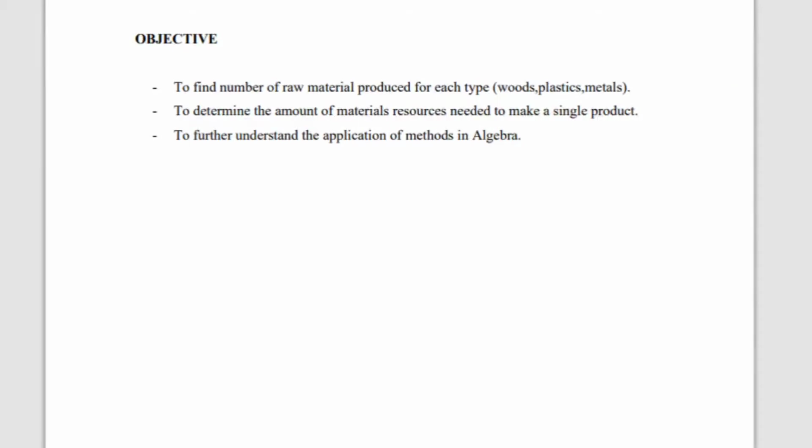And the third one, our objective is to further understand the application of methods in algebra. There are a few methods of algebra that we can use to apply, and which application is suitable for our case study. Therefore, we can enhance our understanding of methods in algebra.